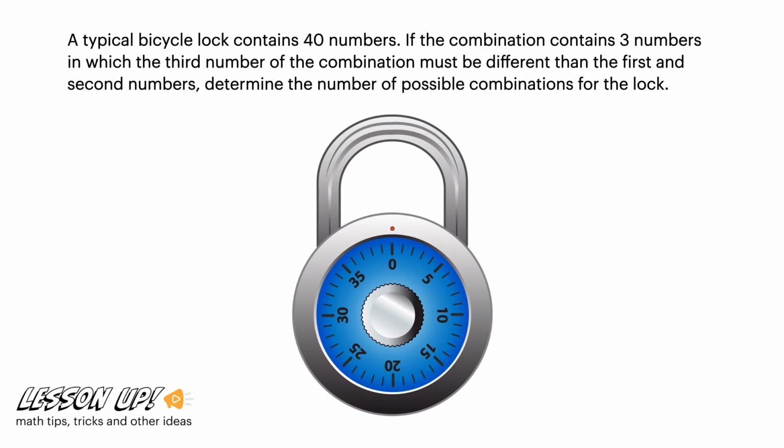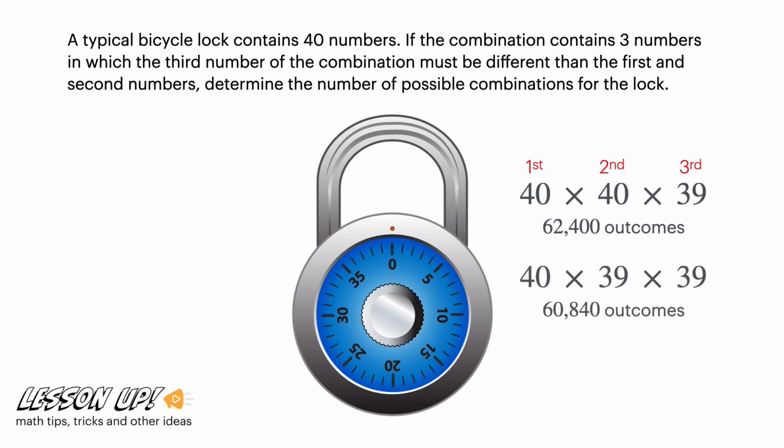Now, too often students will reflexively respond 40 times 40 times 39. They rationalize that the first and second numbers can be the same. This results in 62,400 outcomes. When I revert back to their previous solution, in which the second number had to be different than the first and third numbers, the result was 60,840 different outcomes.